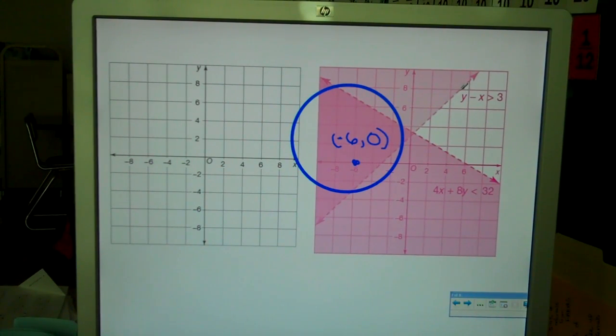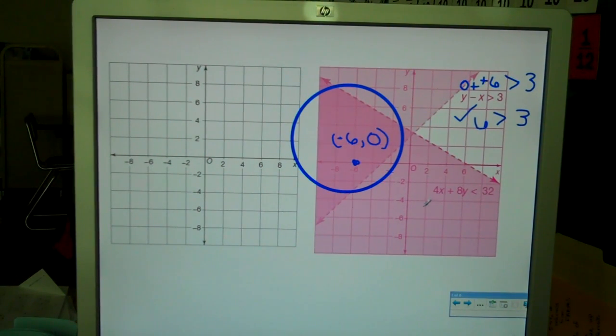Let's plug it into the first one. So y is 0 minus -6. Is that greater than 3? Well, 0 minus a -6, well, we know our rules. We're going to add the opposite or keep change, change. And 6 is greater than 3. Whoop, whoop. Works for that one.